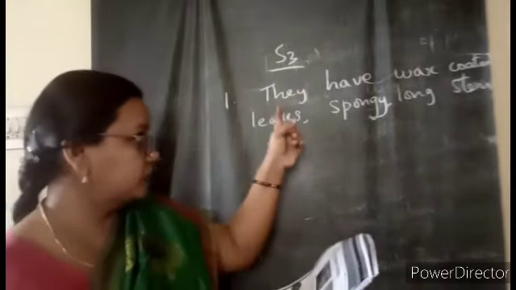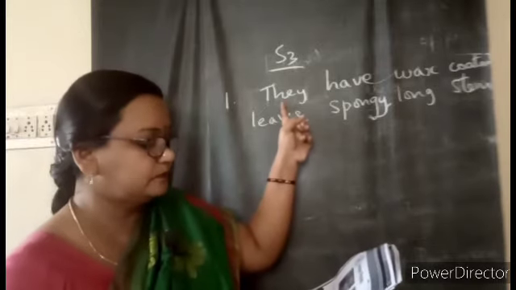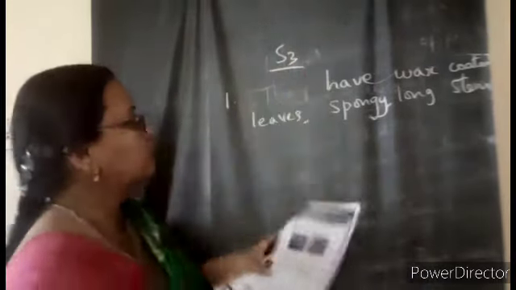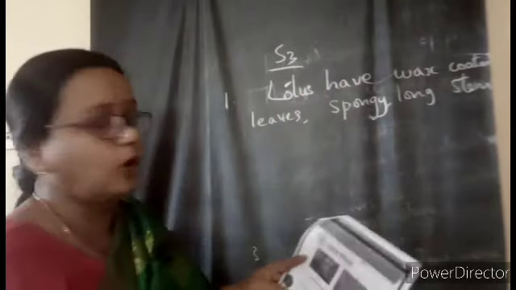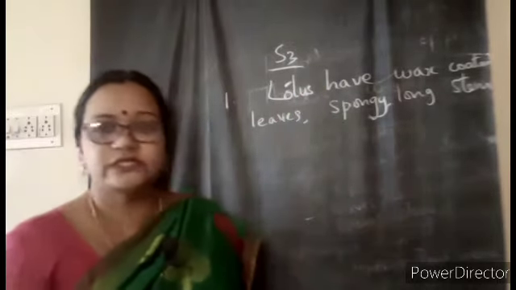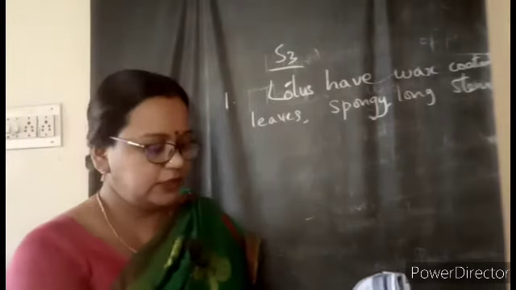So you know the lotus plant, you can write lotus plant. Lotus have wax coated leaves and also a spongy long stem, which will make the flowers and the leaves float. That you can write there.